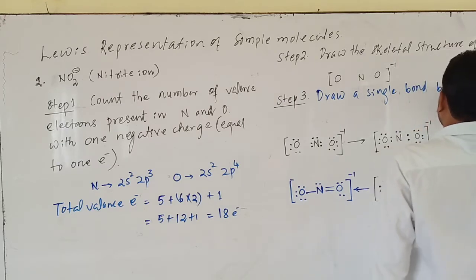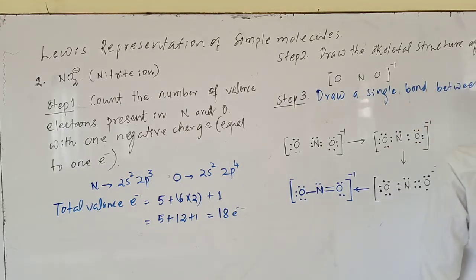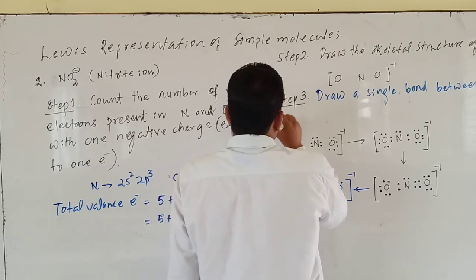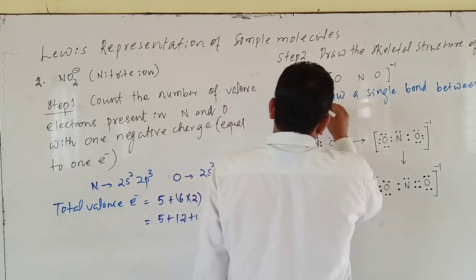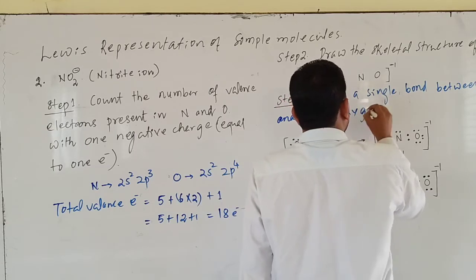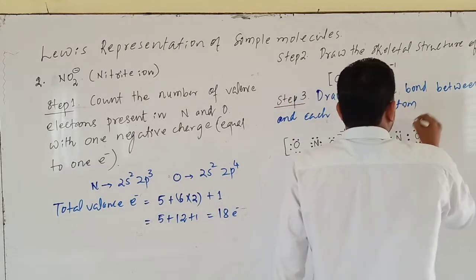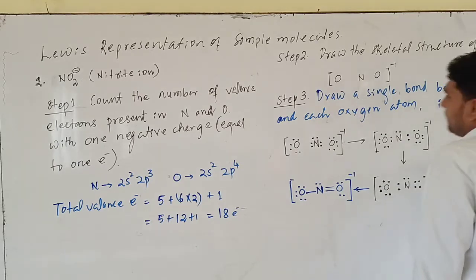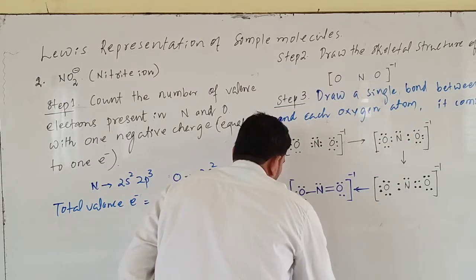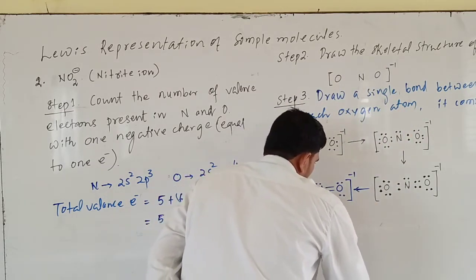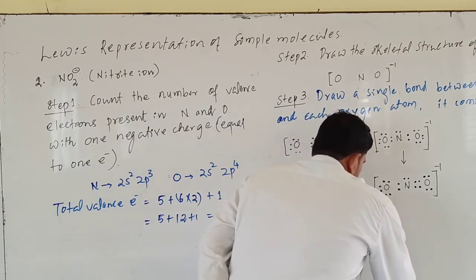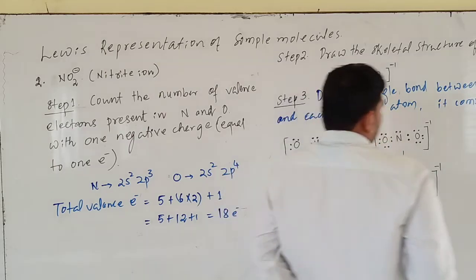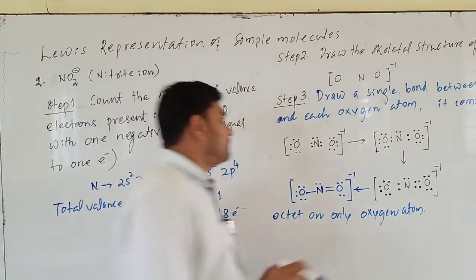Draw a single bond between nitrogen and each oxygen atom. It completes the octet on only the oxygen atoms.